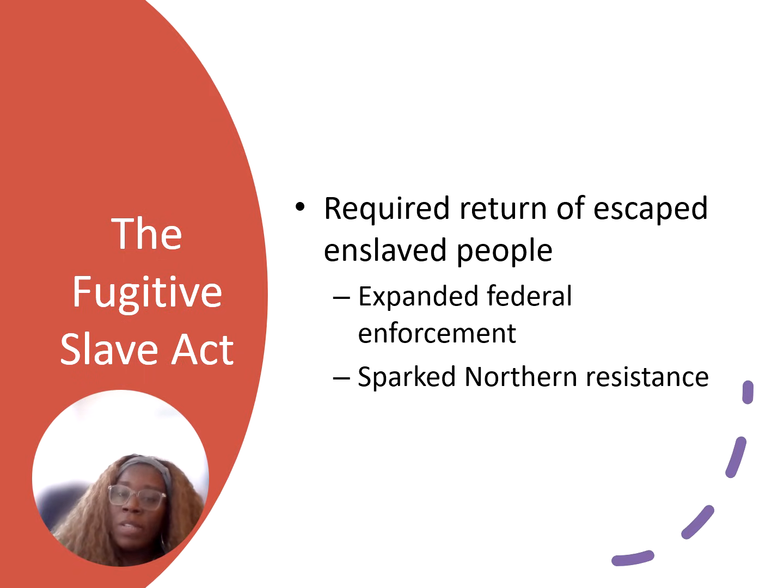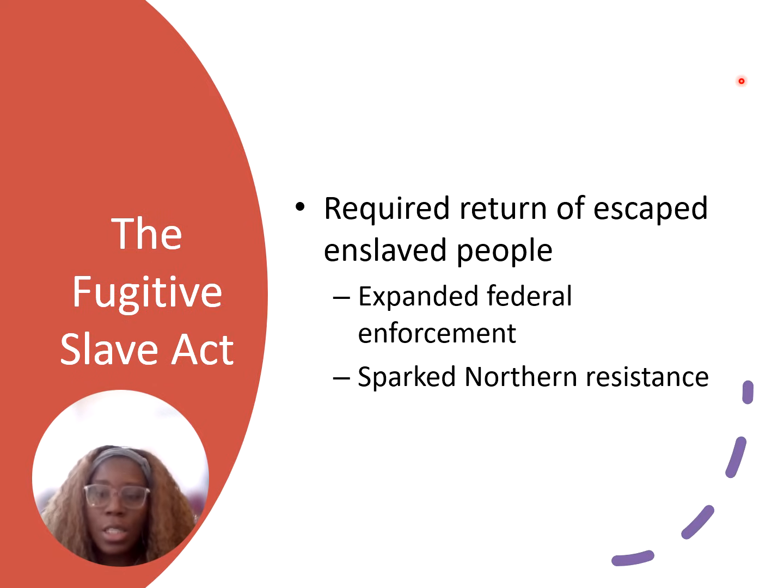So, the Fugitive Slave Act, which was a result of the Compromise of 1850, was one of the most controversial parts of the Compromise of 1850. It essentially strengthened the federal enforcement of slavery by requiring citizens and local officials in free states to assist in capturing and returning escaped enslaved people. Think of this kind of like ICE today.